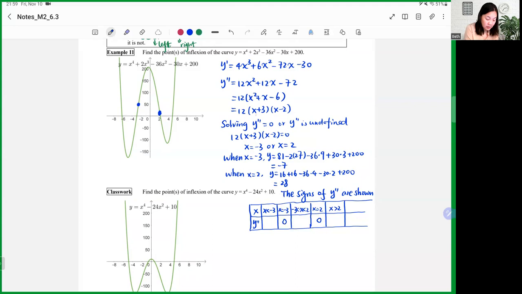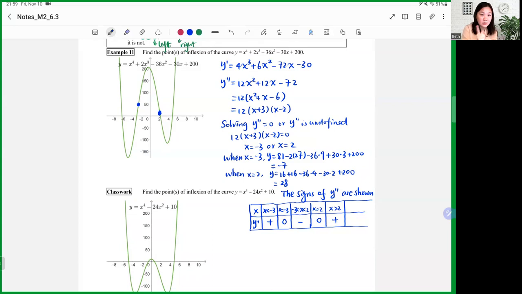So smaller than -3 is negative, negative, positive. And then in between is positive, negative, negative. And then larger than 2 is positive, positive, positive. So you check that.